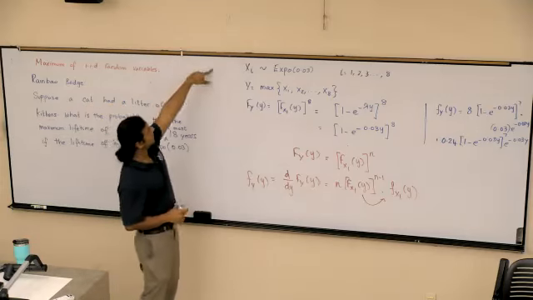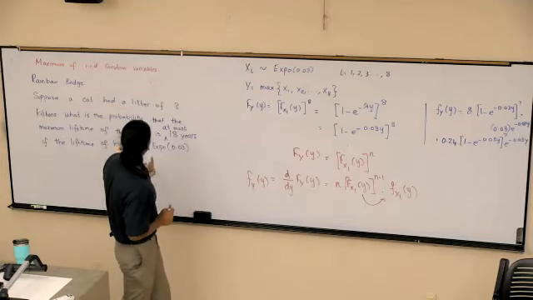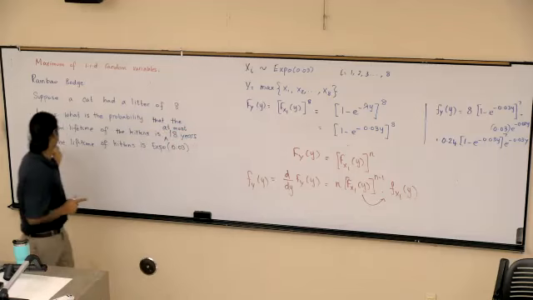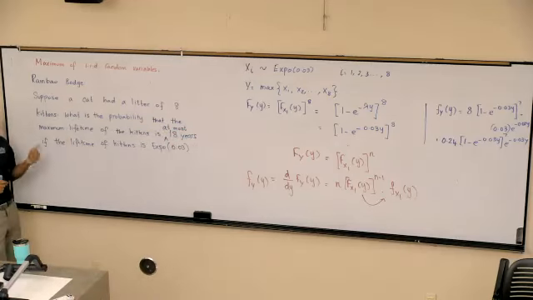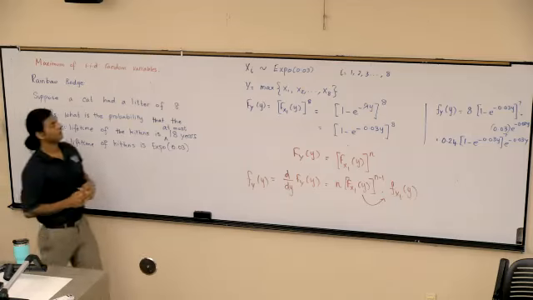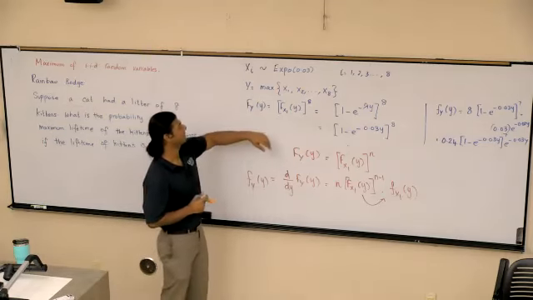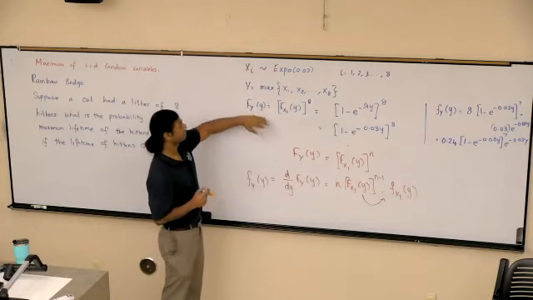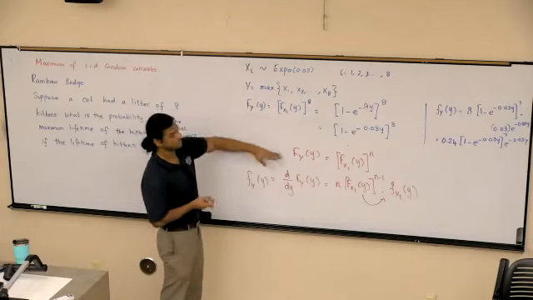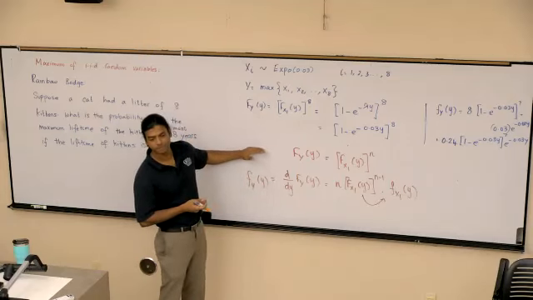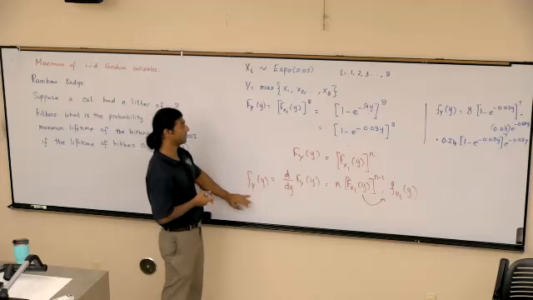So I started with Xi being exponential 0.03. We want to know the probability that the maximum lifetime of the kittens is at most 18 years. So Y would be the maximum of the lifetimes of 8 kittens. And we derived already what the CDF of the maximum is, and the PDF of the maximum.